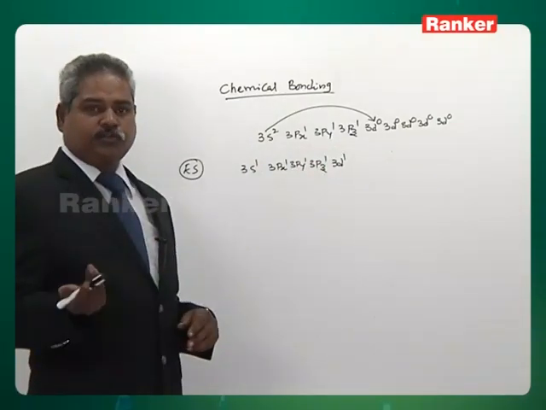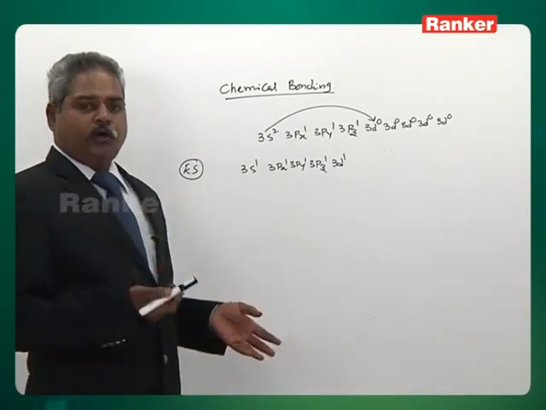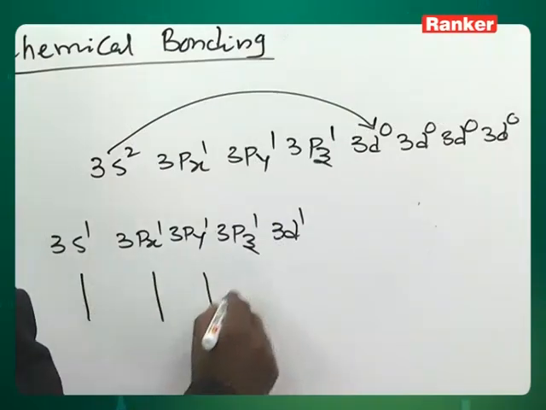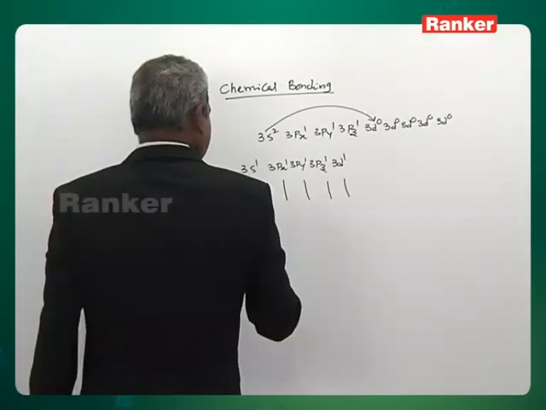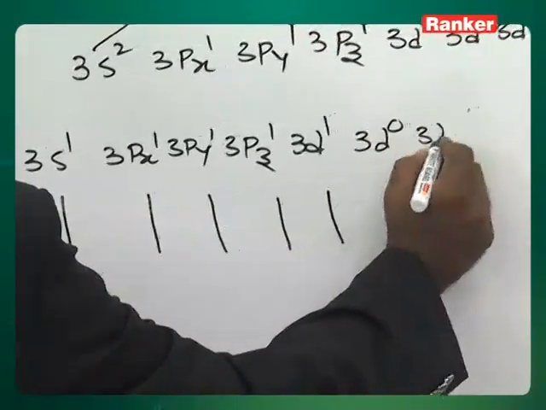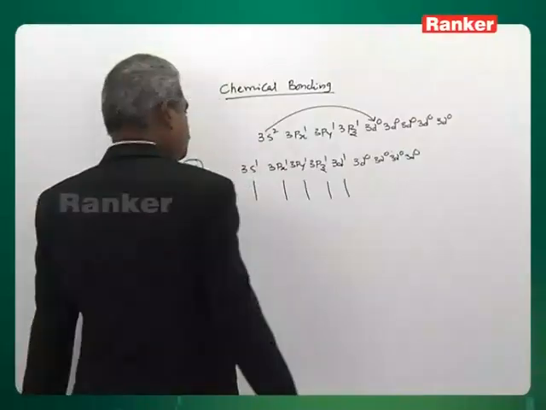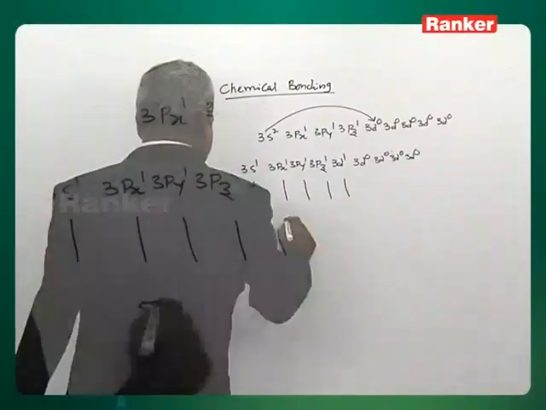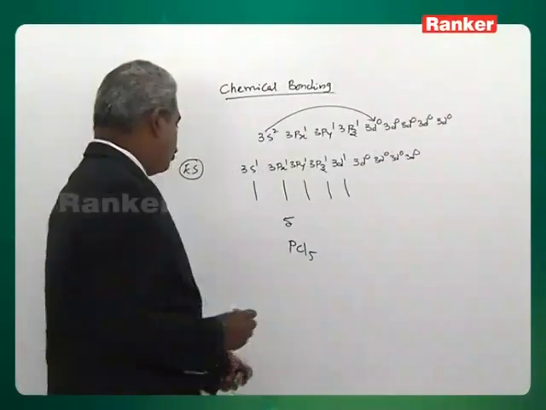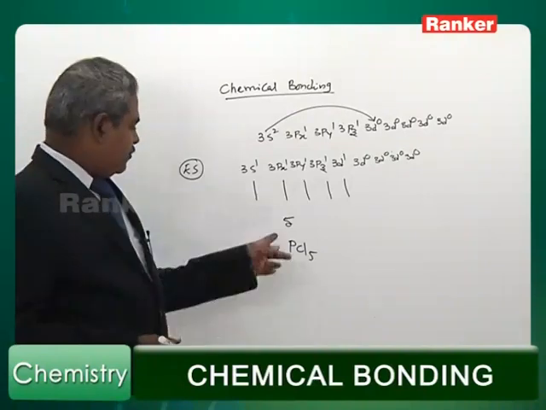Phosphorus chlorine bond is formed. When a bond is formed between phosphorus and chlorine, some energy is released. Now you have 1, 2, 3, 4, 5. And there are so many zeros, 3d0, 3d0, 3d0, 3d0. So phosphorus in its excited state can form 5 bonds, as in the case of PCl5. Each chlorine forms 1 bond with the central atom.